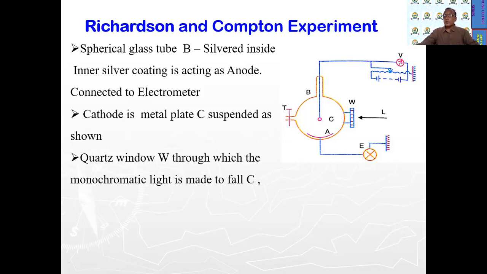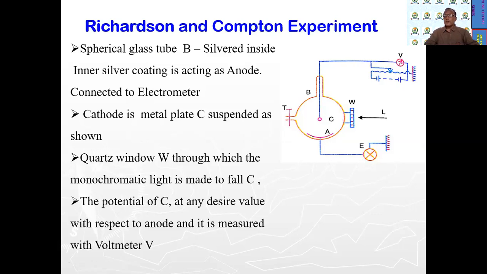There is the quartz window W, as I have told you earlier. This window is useful to illuminate the cathode with the monochromatic light. The potential of C may be maintained at any desired value with respect to the anode. That means whether the cathode, which emits the electrons during the process, is at positive potential or negative potential, the anode will consequently be of opposite charge.